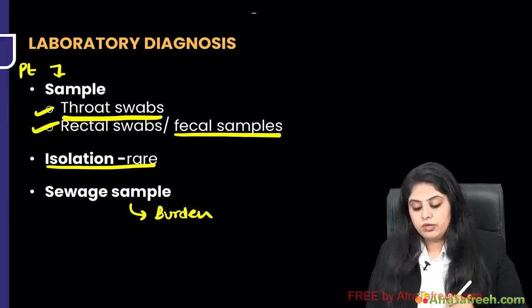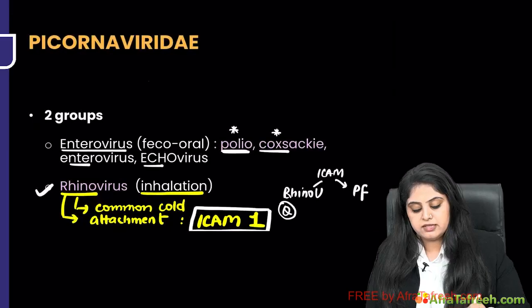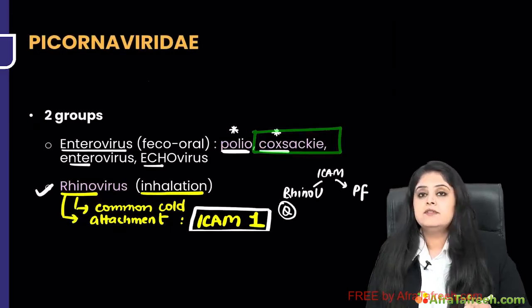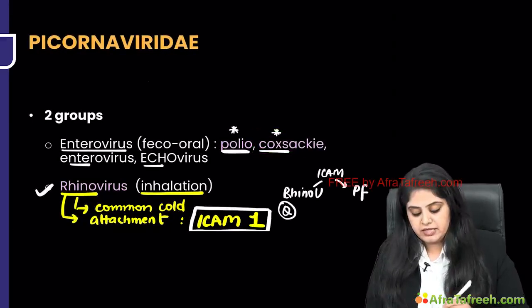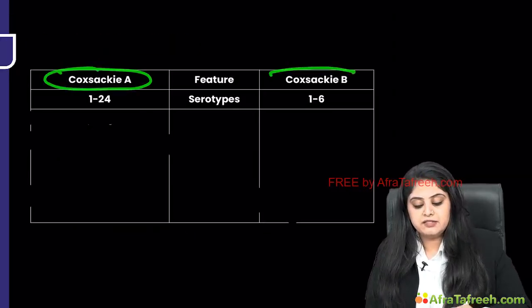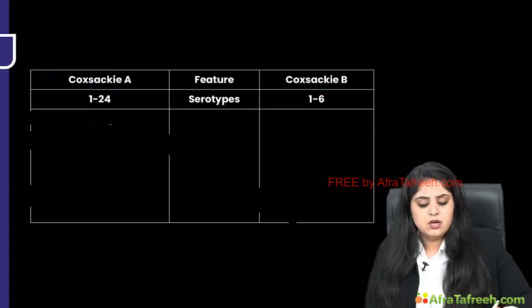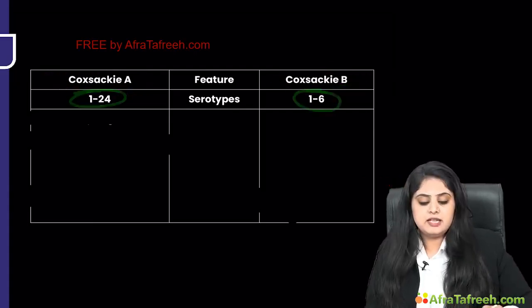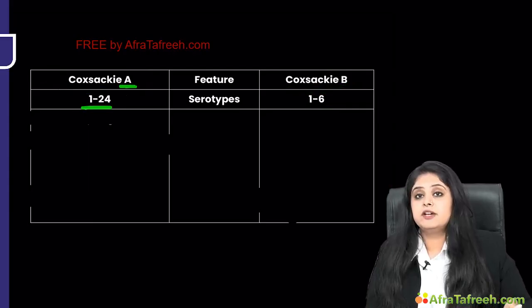Now, this was about polio. Do you remember, other than polio, what is the other one that I told you we'll be studying? We'll be studying Coxsackie. How many types of Coxsackie do you know of? We know of Coxsackie A as well as Coxsackie B. Coxsackie has a lot of serotypes. Coxsackie A has serotypes 1 to 24. Coxsackie B has 1 to 6.